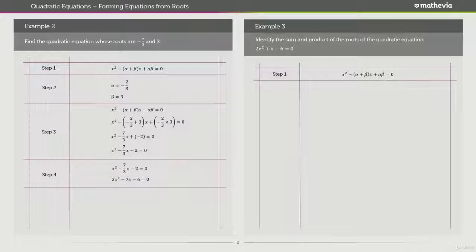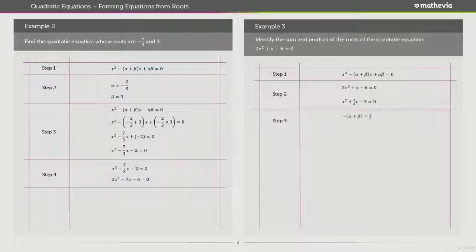Basically, we have a quadratic equation, and the first thing we want to do is express this with a as unity. So we go ahead and divide through by 2. So we have x squared plus 1 over 2 x minus 3 equals 0.